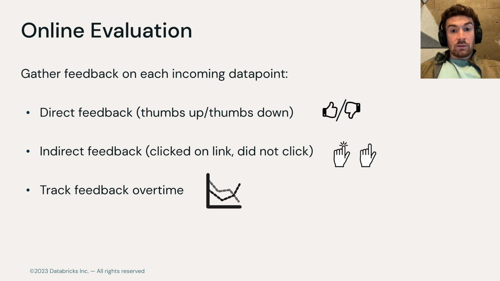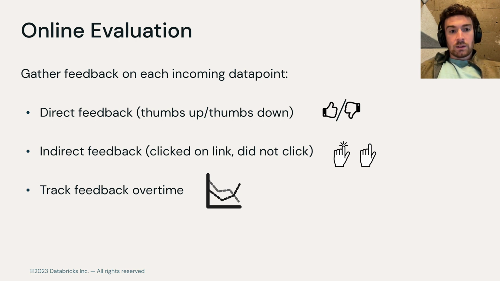So there's ways of gathering this feedback directly. So you could add a thumbs up or a thumbs down button to your application, and then users can click on it, and you can track this feedback over time. And if you release a new version of the application, or if the model starts doing poorly for whatever reason, you can hopefully notice a downtrend in this feedback, and you can use that as a mechanism to know that you need to fix your model.